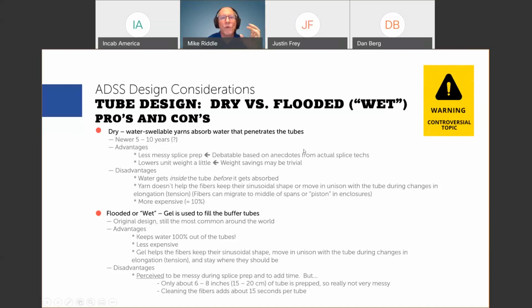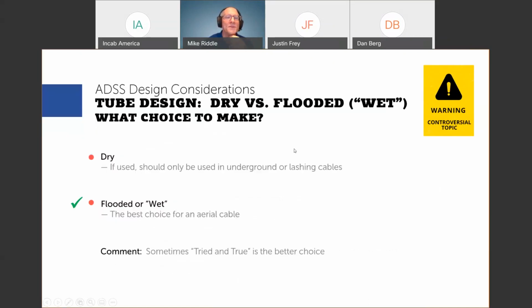I'm really trying hard to do my best to present both sides, but I think you can also tell which side I come down on. When you get to what choice to make, I definitely recommend the traditional flooded or wet tubes. Sometimes, as I write here, tried and true is the better choice. Sometimes, not always, but sometimes. And by the way, we can do dry tubes.